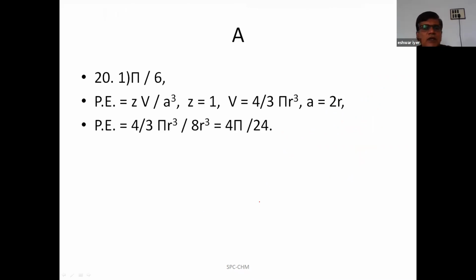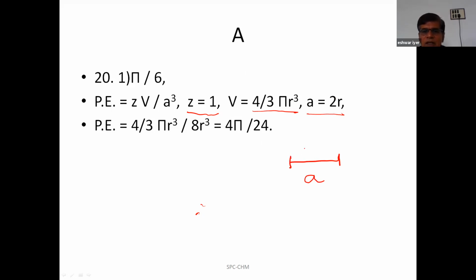So packing efficiency is ZV by A cube. Z is 1 because you calculate for simple cubic, 1 constituent per unit cell. So it is 1 constituent per unit cell. The volume of each sphere atom is this. So A is 2R. How that is related, I'll show you here. It is the edge length A.